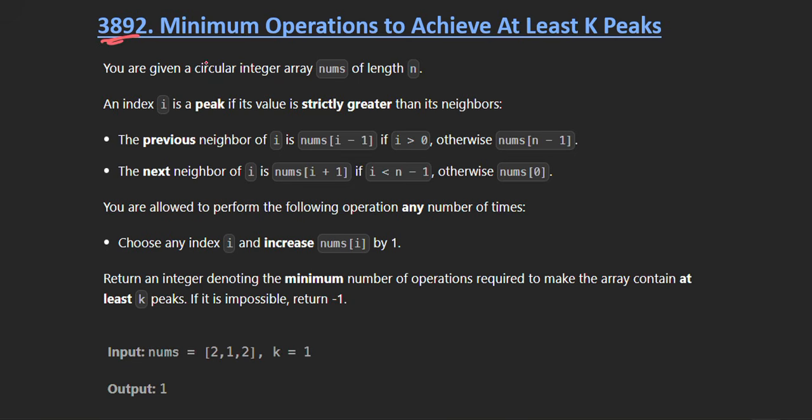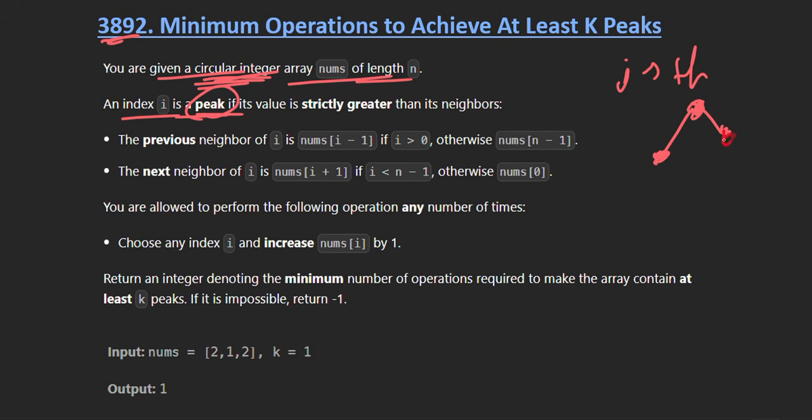In question 4 we are given a circular integer array. In question 3 the array is not circular, it's a normal array with length n, but here the array is circular, and index i is a peak. There the index is called a special index if it is greater than the previous two, but here it is called a peak. Different terms but the same meaning, right? It is a peak if its value is greater than its two neighbors, and we are allowed to perform the following operation any number of times.